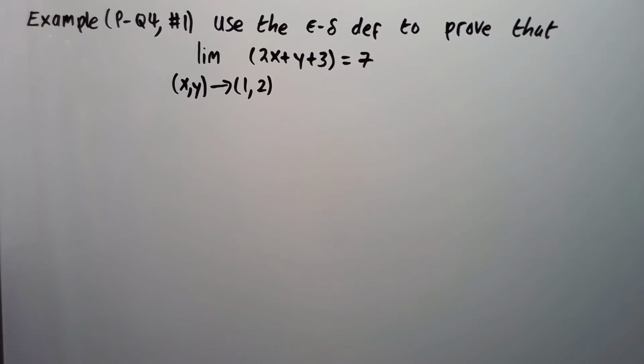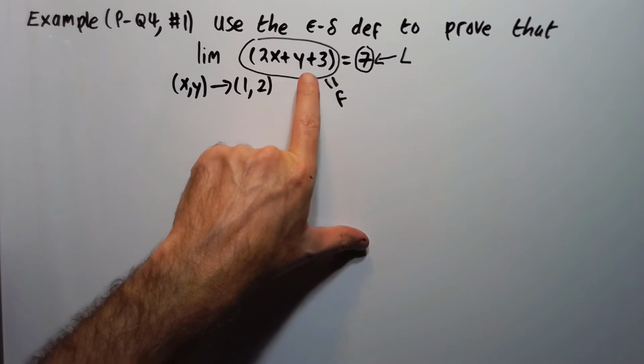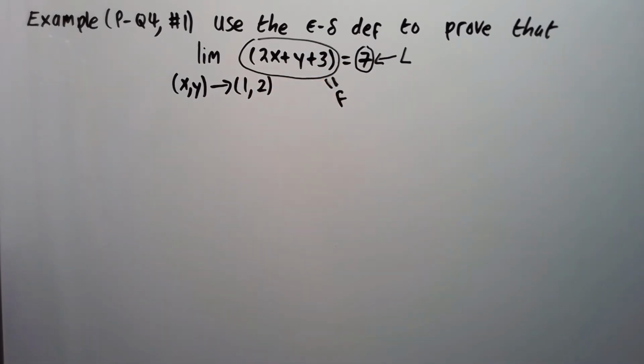So let's identify our f and our L. So my f is the 2x plus y plus 3 and the L is 7. So let's draw a picture of what we're trying to show, then we'll show it.